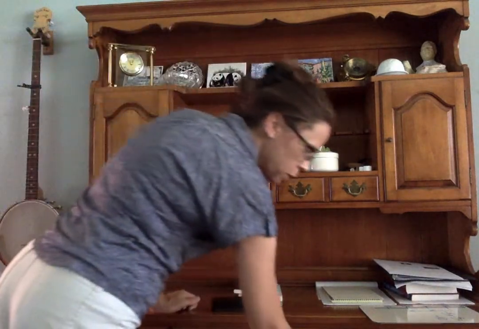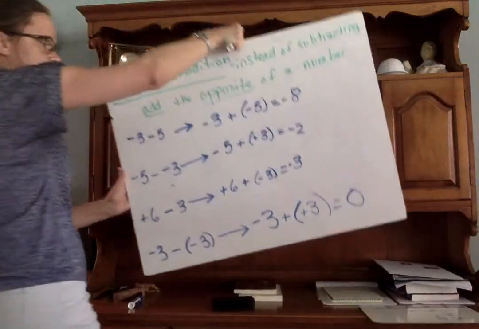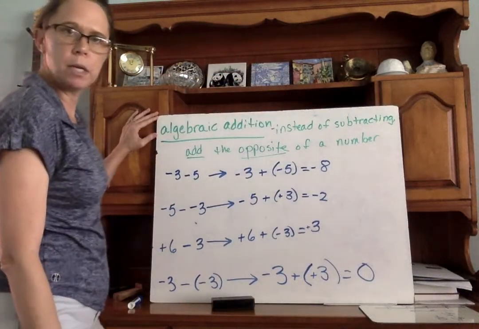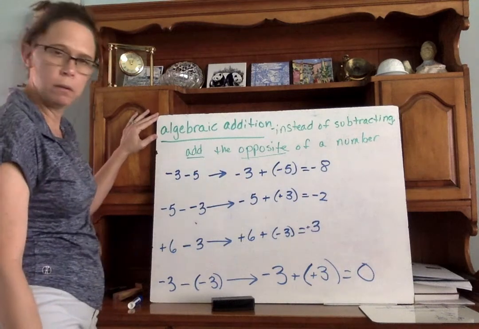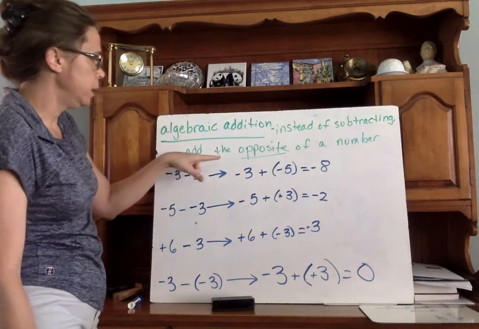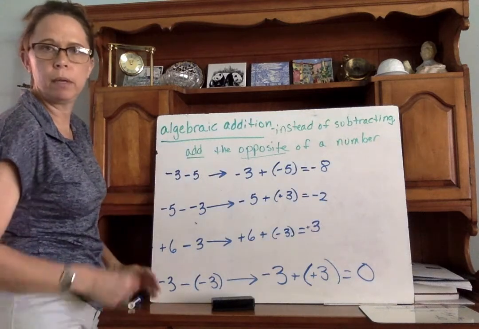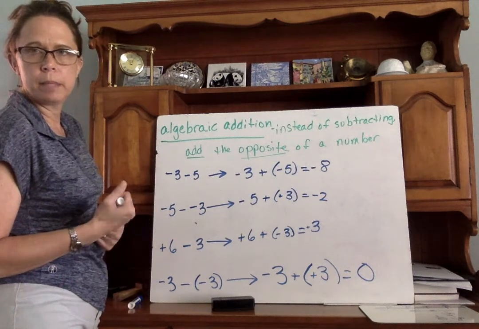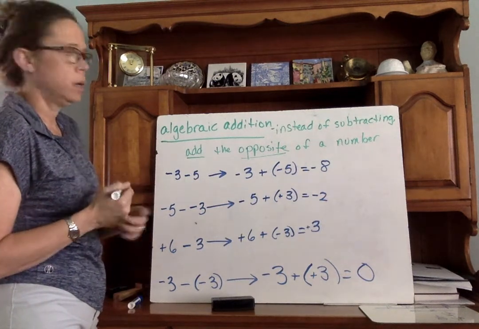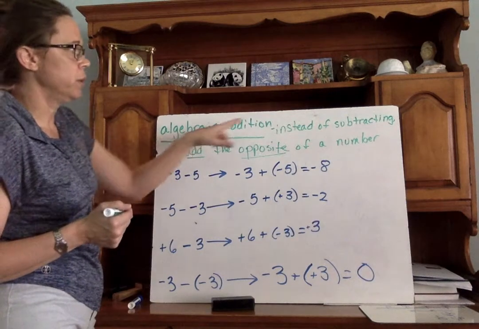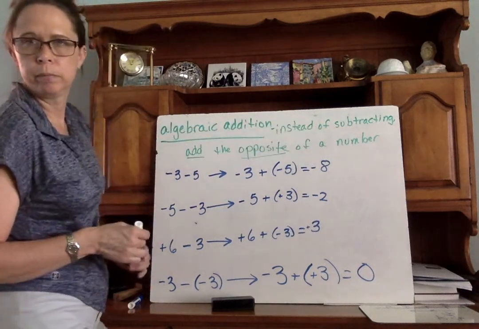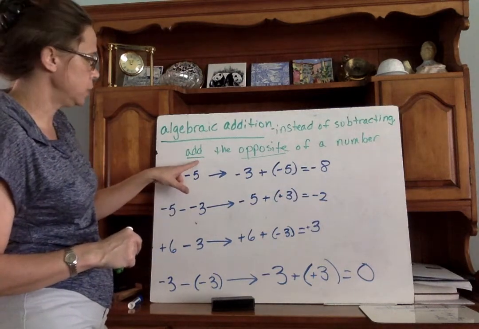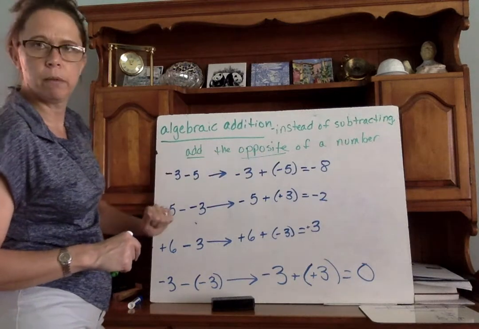Okay, algebraic addition. Go ahead and get this definition in your notebook. Algebraic addition means that instead of subtracting, we will add the opposite of a number. Get that in your notebooks and then we're going to practice it. Add the opposite. Okay, that's what I was talking about. When you get into algebra type stuff, we don't really subtract anymore. Everything's addition. Okay, because if we hit a subtraction, we're going to change the subtraction to addition, and then the next number, we're going to use the opposite of it. Okay?